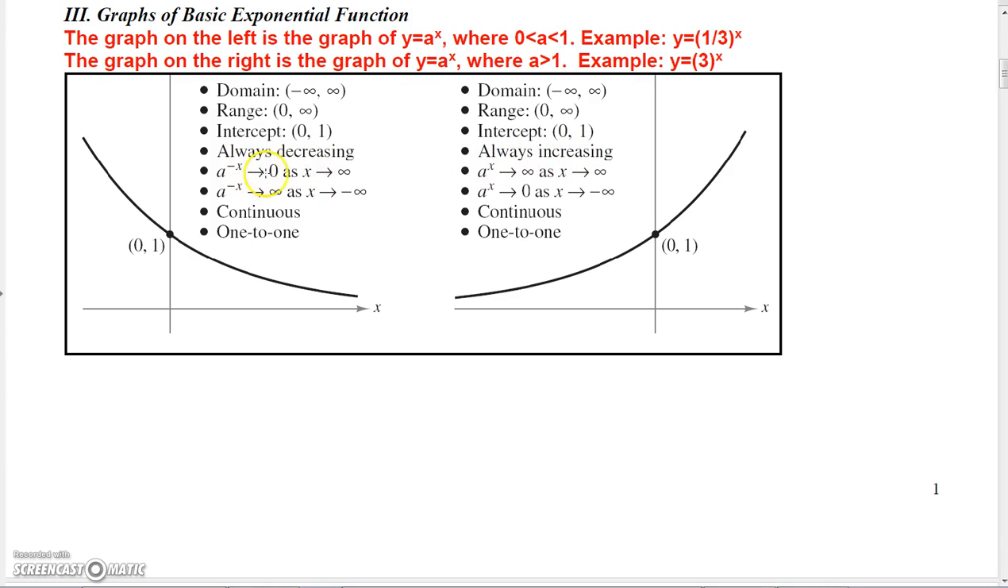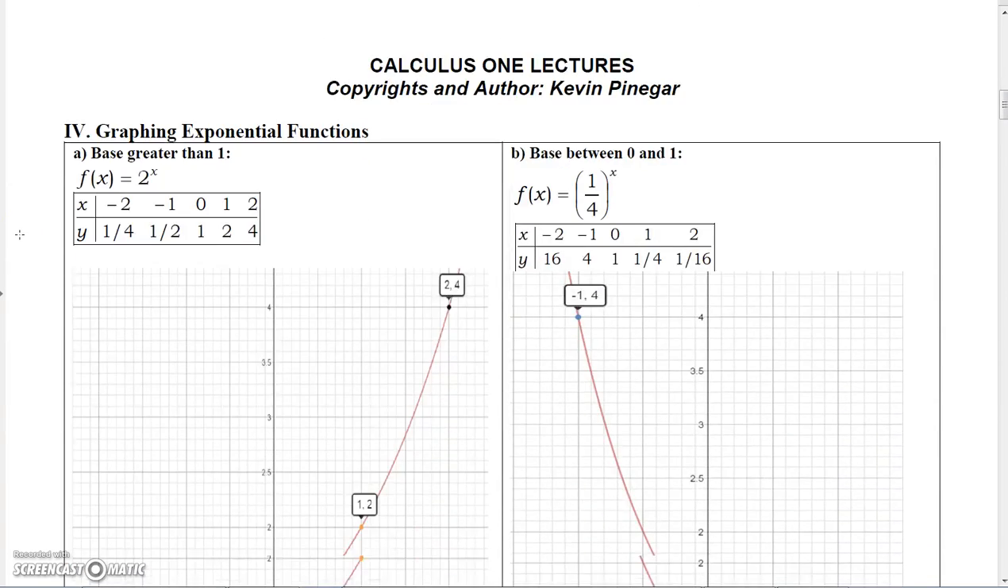And then the limits are different. As x approaches infinity, this one goes to 0, whereas as x approaches infinity, this one goes to infinity. And here, as x approaches negative infinity, this one goes to infinity, and as x approaches negative infinity, this one goes to 0. And then, of course, they're both continuous and one-to-one.